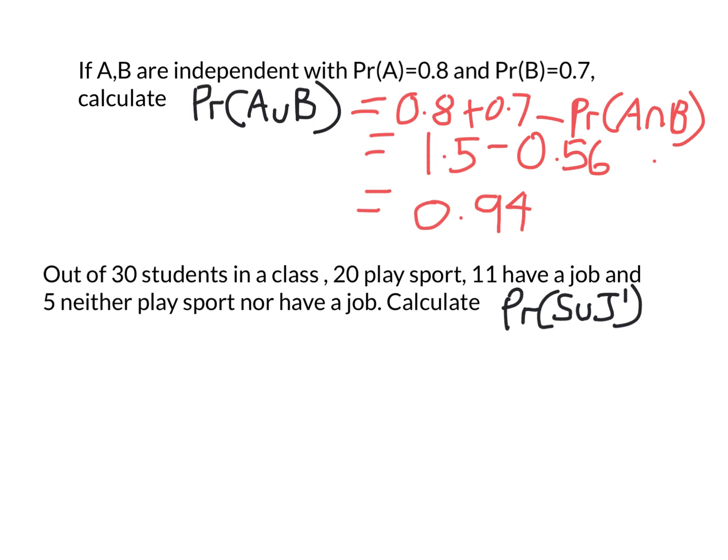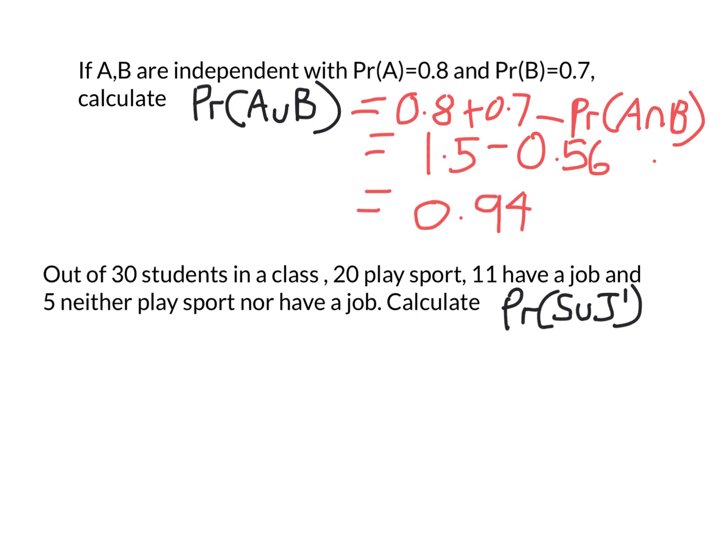All right, let's look at this question here. Out of 30 students in a class, 20 play sport, 11 have a job, and 5 neither play sport nor have a job. We're going to calculate the probability of S or not J. Probability either they play sport or don't have a job.